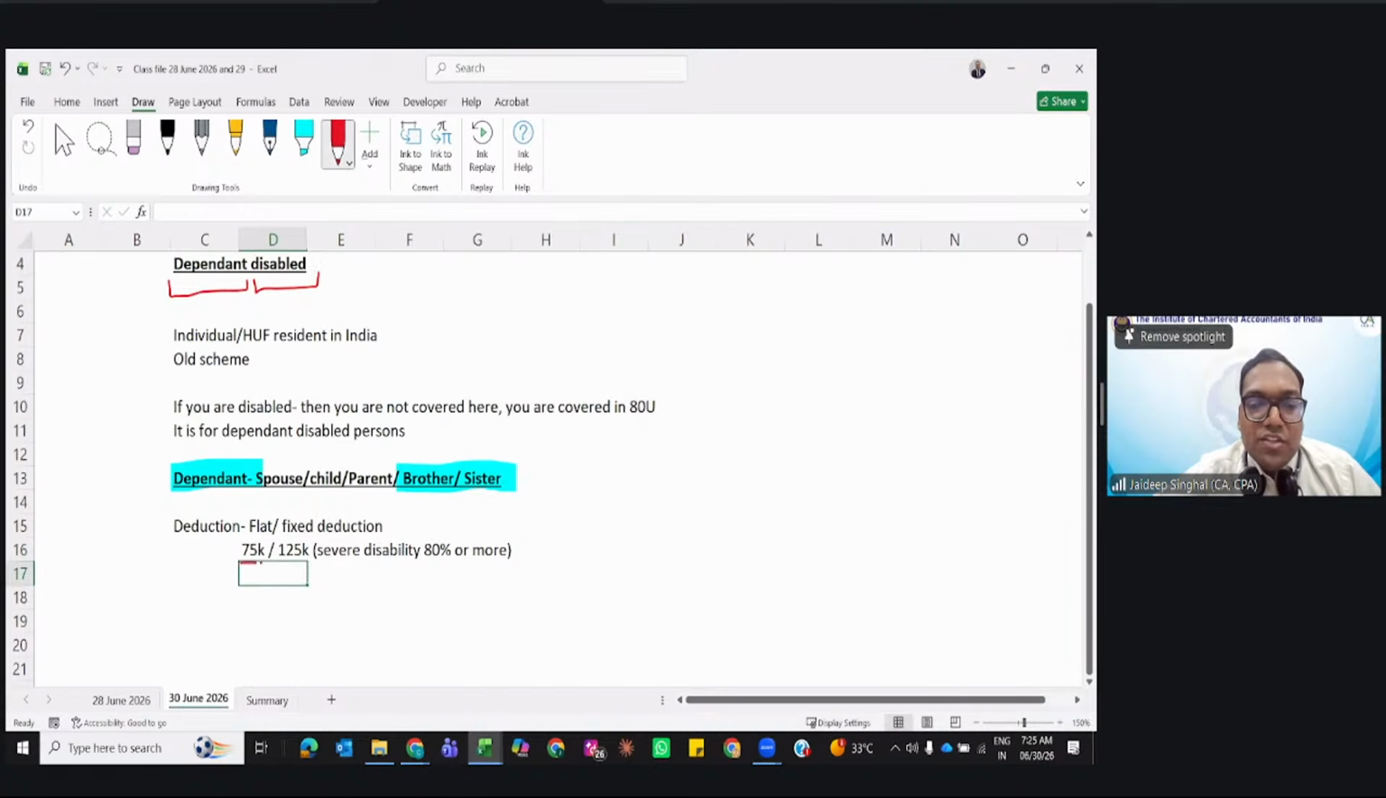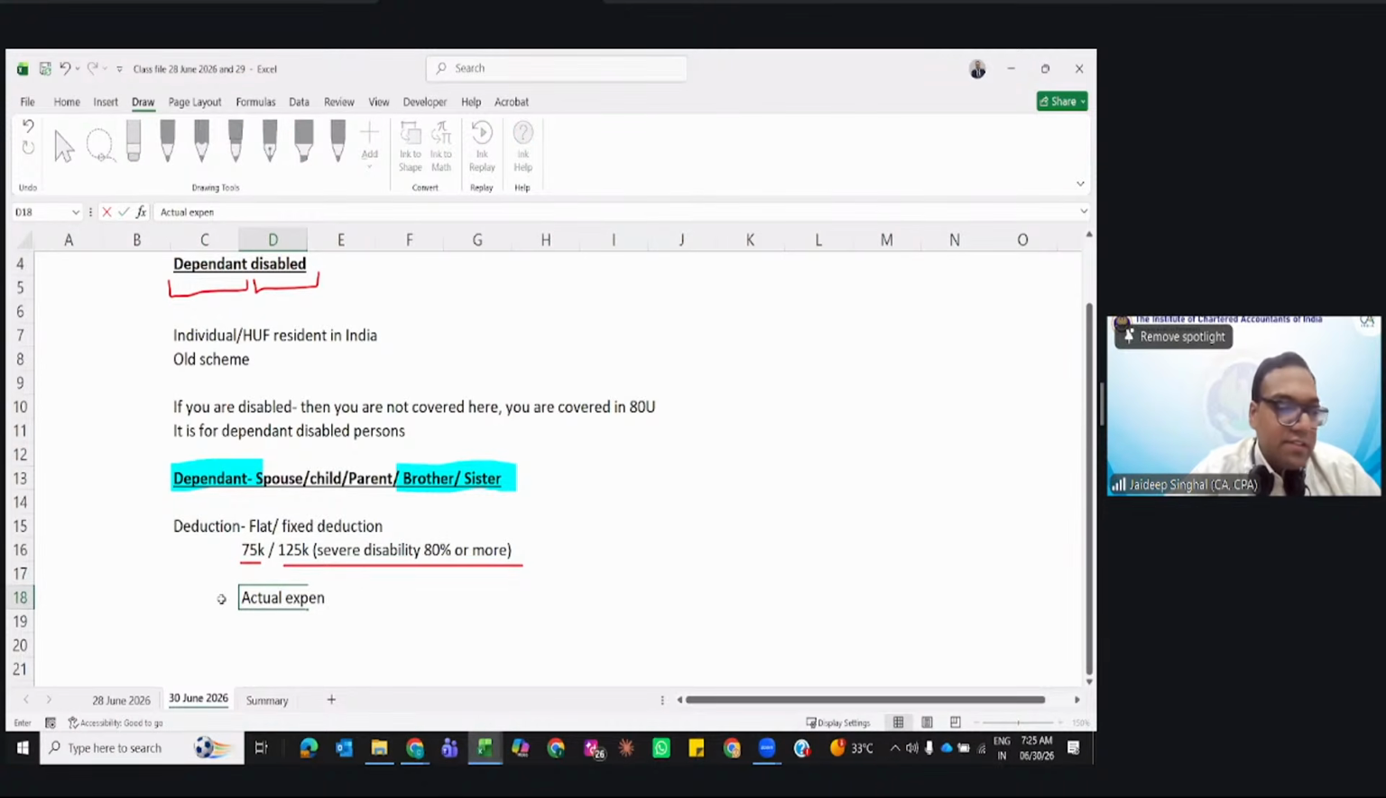Now, what is the meaning of flat deduction? Let's suppose for your dependent spouse who is disabled, your actual expenses are just 10,000. Normally you get 10,000 or 75,000, whichever is lower. But here you will still get 75,000 deduction, irrespective of the actual expense, even if your actual expense is nothing, 100, 200, 10,000, 20,000. This is flat deduction. Who is disabled is also defined.